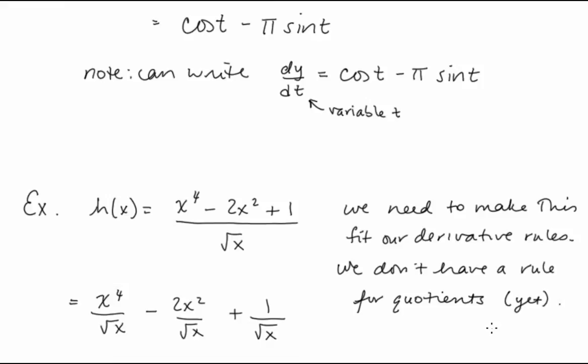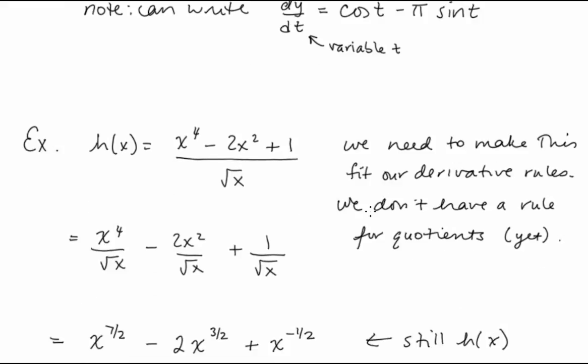Let's take a look at another. Here we have what looks like a quotient of functions. We have x to the 4th minus 2x squared plus 1 over radical x. But again, we need to make this fit our derivative rules. We don't have a rule for quotients yet. That comes in the next lesson. So what can we do with this now? The only thing that we can do is separate and make 3 separate fractions here and simplify each of those terms before we go on.